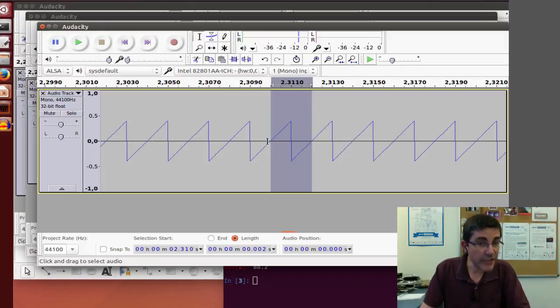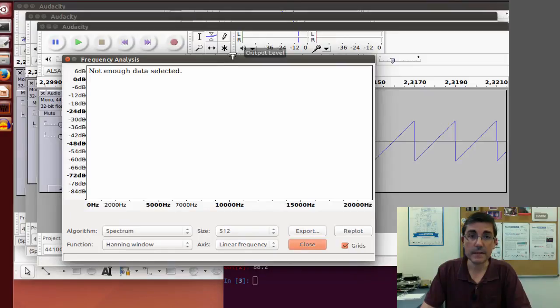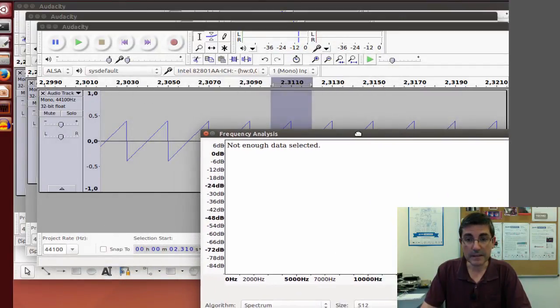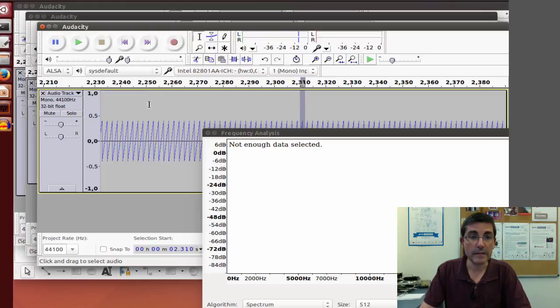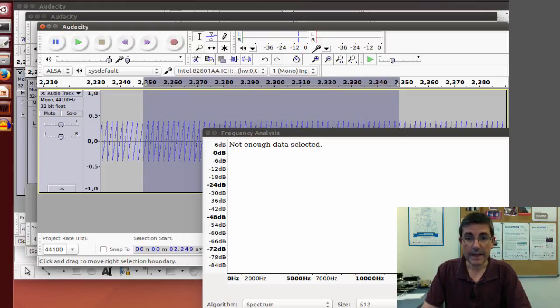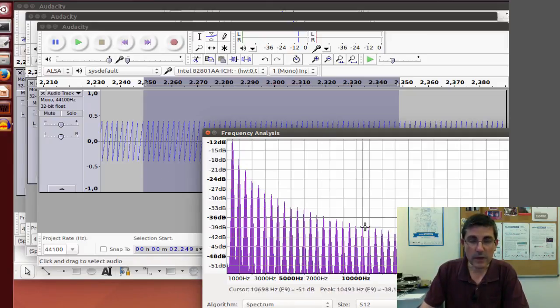And how can we check that? Well, we check that with a spectrum analysis. In Audacity, we have the possibility to plot the spectrum. Here it tells me that there is not enough data because I have to choose a bigger part of the sound. So let's choose a bigger fragment of the sound. And now if we replot, we can visualize the spectrum of this sawtooth. And clearly we see that it's quite a complex spectrum in which it has many peaks.